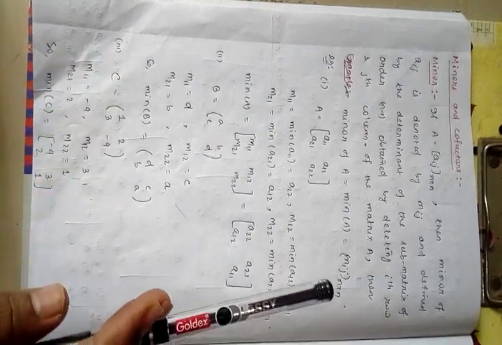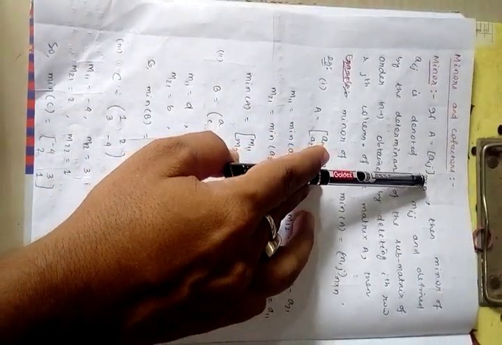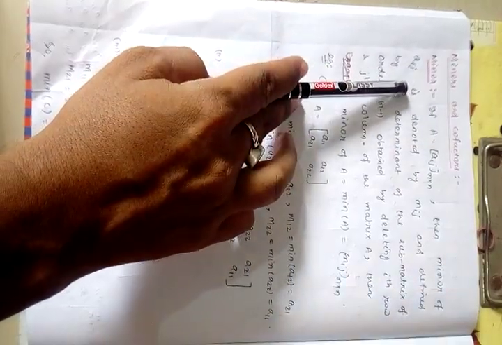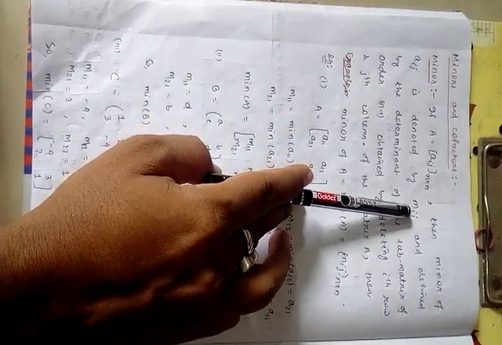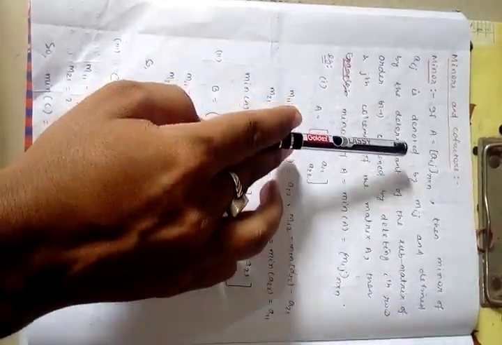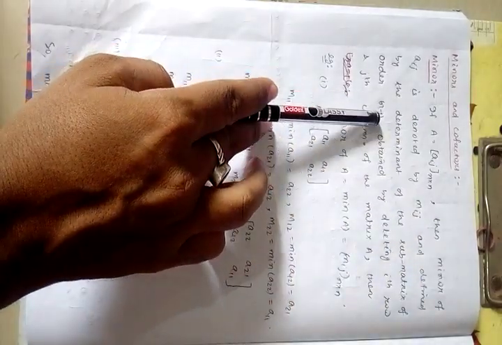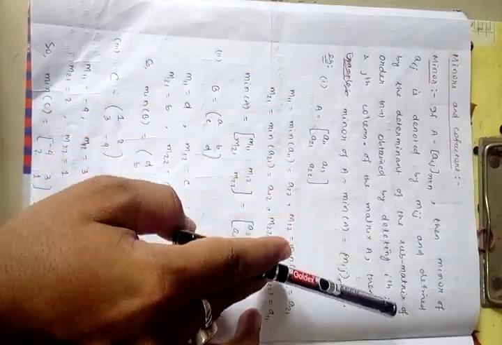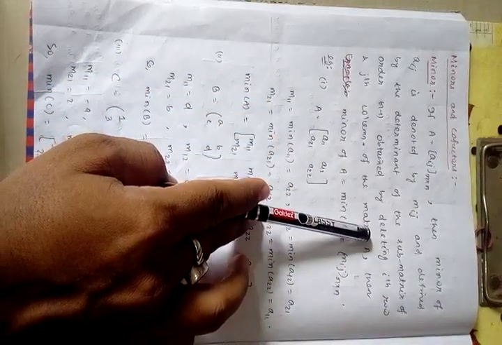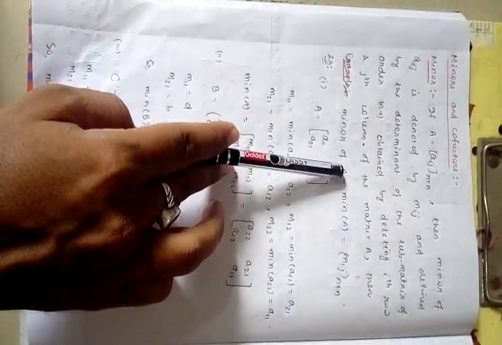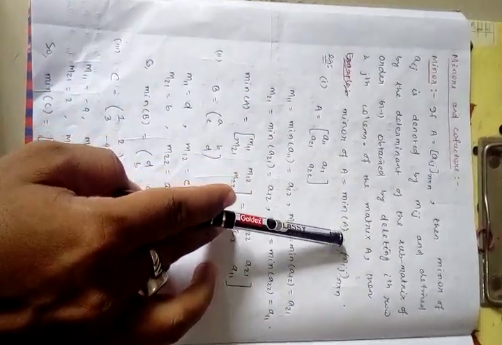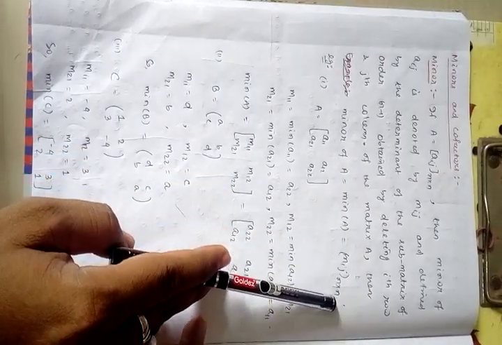Minor and cofactor. If A is a square matrix of order n, then the minor of Aij is denoted by Mij and defined as the determinant of the submatrix of order n minus 1 obtained by deleting the ith row and jth column of the matrix A. Then the minor of the matrix A is denoted by Min of A, which is equal to Mij of order n.